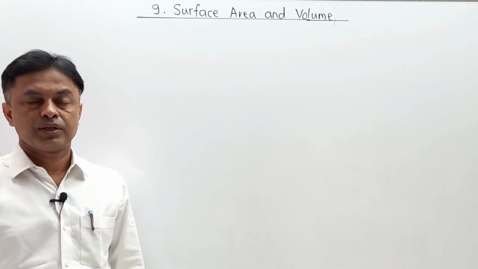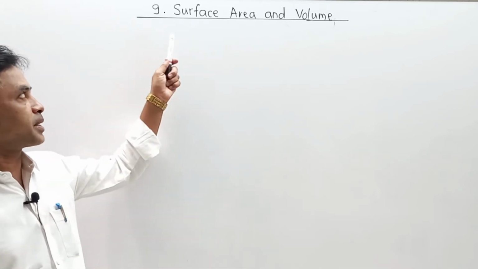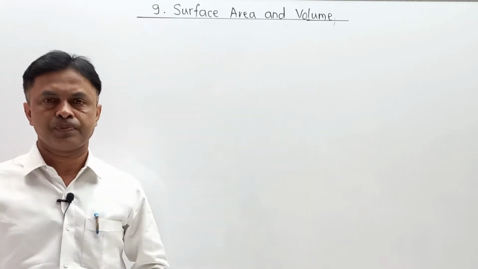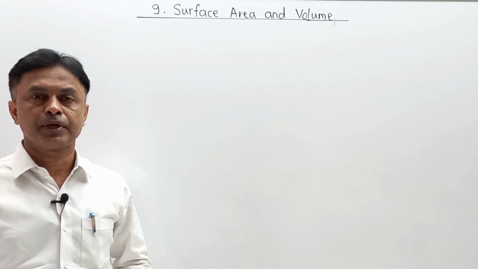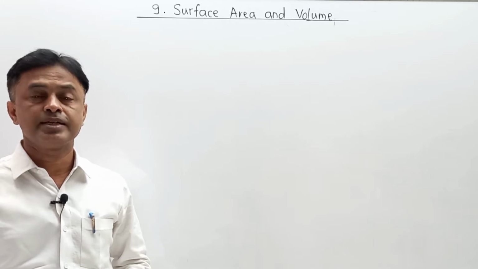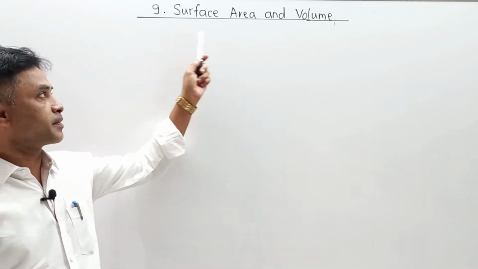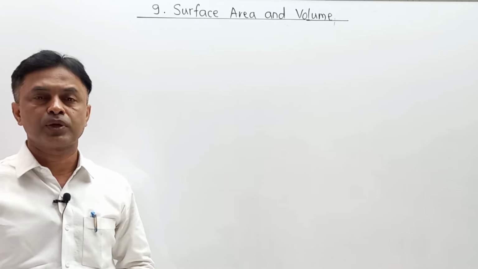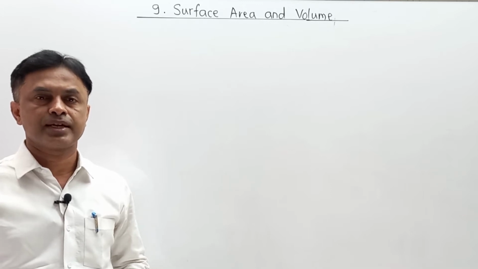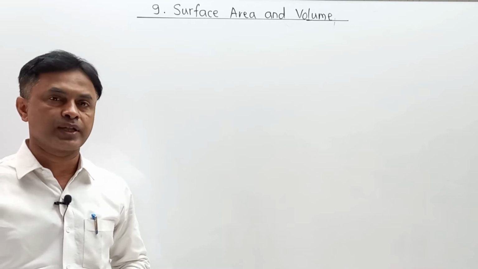Hello students, today we are going to start a new chapter, chapter number 9, surface area and volume. The title itself indicates that it contains a particular geometry. Definitely it's three-dimensional geometry, and in that case we are supposed to find surface area and volume. Remember that whenever we take two-dimensional geometry, like a triangle or circle, in that case we are only going to find the area of that diagram.